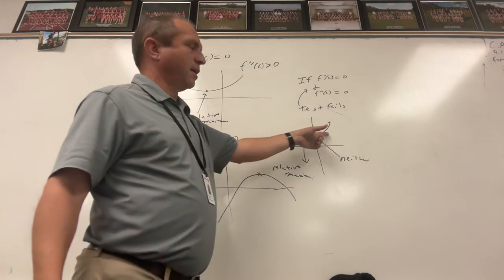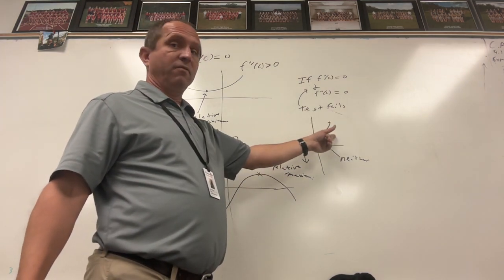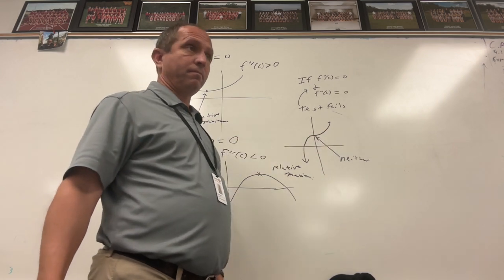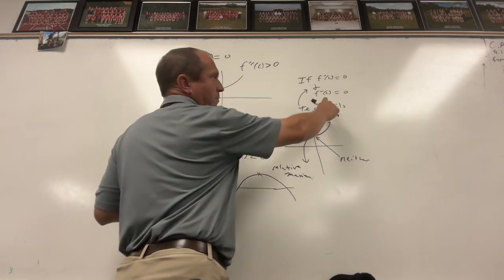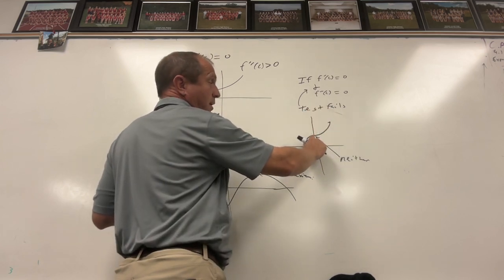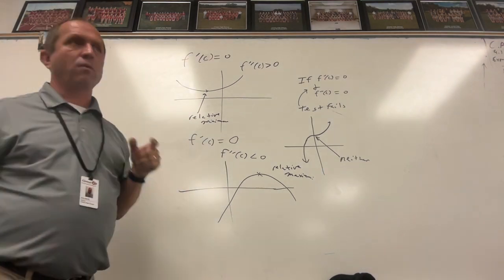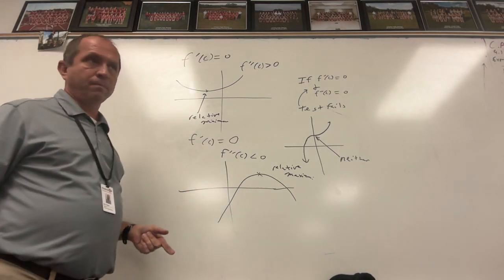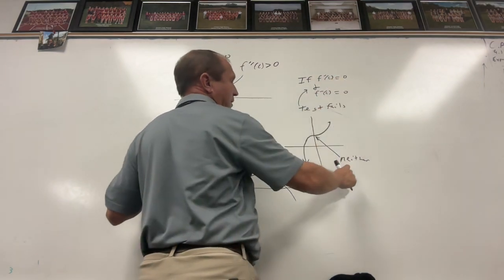Notice how we change concavity at this point. Right here, we're concave down, we move to concave up. So f double prime here would be 0. F prime is also 0 here, but we'd have neither a maximum nor a minimum at this point. But just because this is true doesn't mean it's going to be neither.